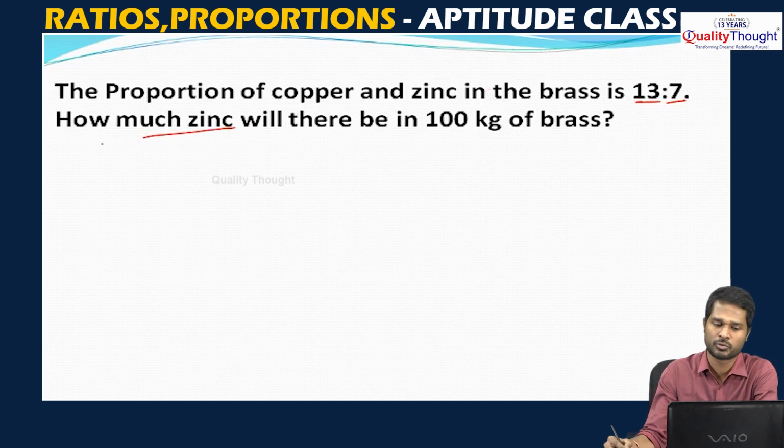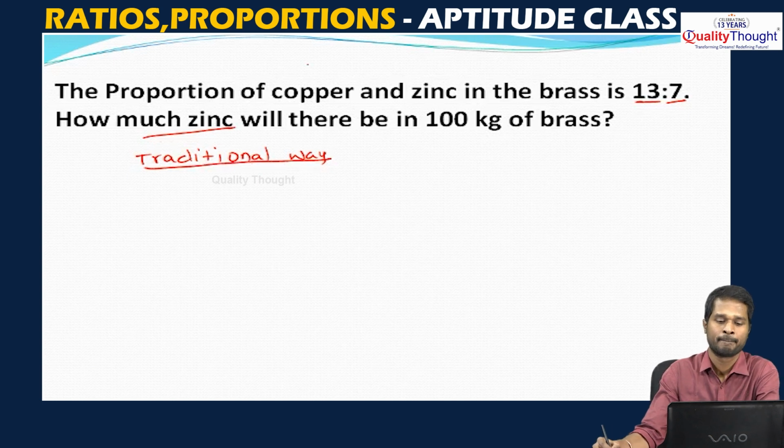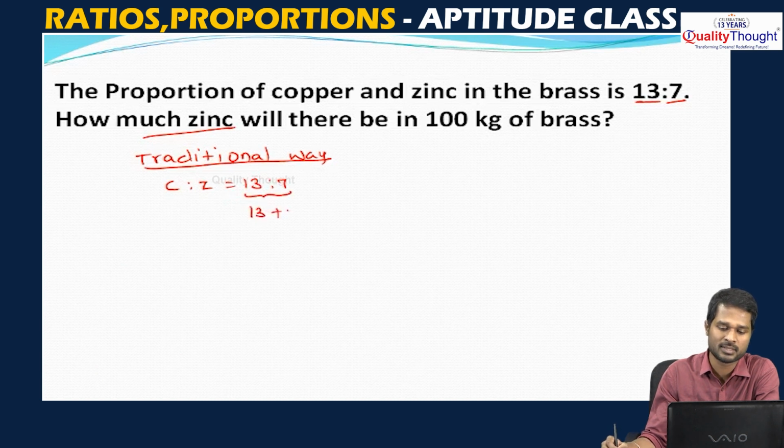There are many ways to solve the question. The first method we will see is the traditional way. So the traditional way, what he has given is the copper and zinc ratio. So we have the copper and zinc ratio as 13:7. 13:7 is copper and zinc. So if you add the total, 13 plus 7 is 20 parts.